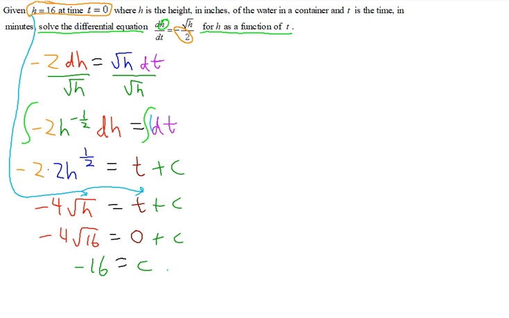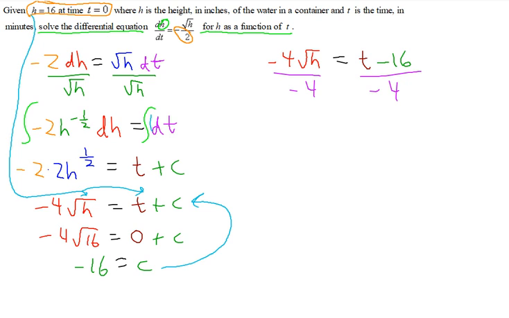Let's substitute that right in here. Then we've got negative 4 square root of h equals t, and we just figured out c is negative 16. We want to solve it for h, remember, the variable in the numerator. Divide both sides by negative 4. So you get the square root of h equals t minus 16 over negative 4. And the last step, square both sides to get rid of the square root.